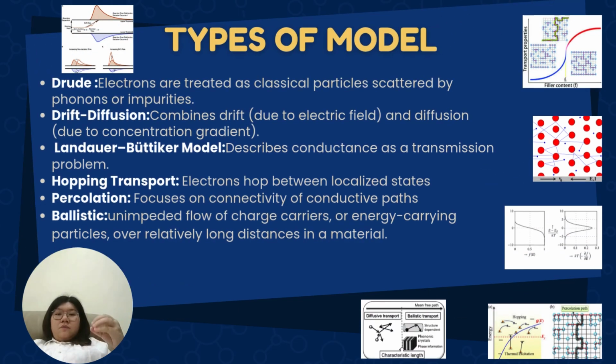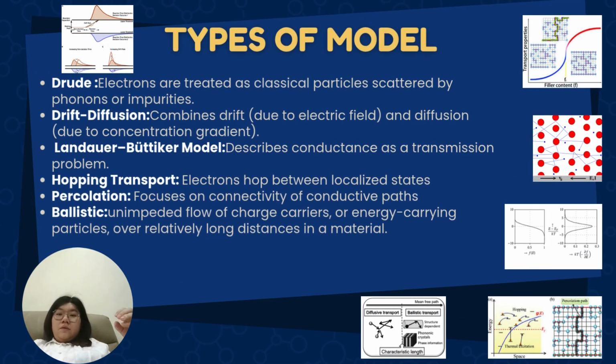Now let us explore the theoretical models used to describe this phenomenon. The Drude model treats the electrons as classical particles that move through materials and are scattered by impurities or vibrations in the lattice, known as phonons. And this is one of the earliest models used to describe the electrical conductivities in metals.